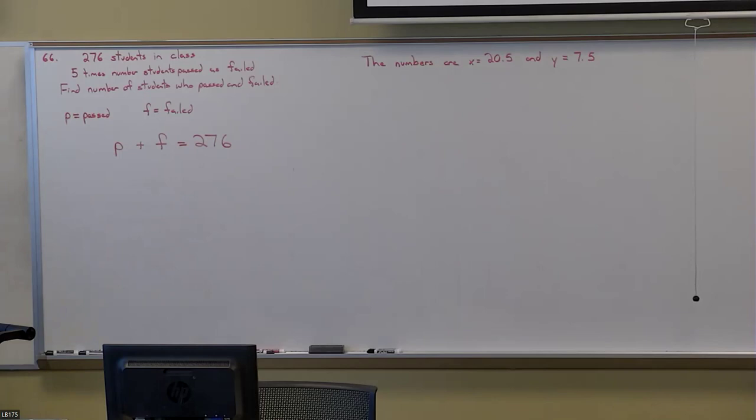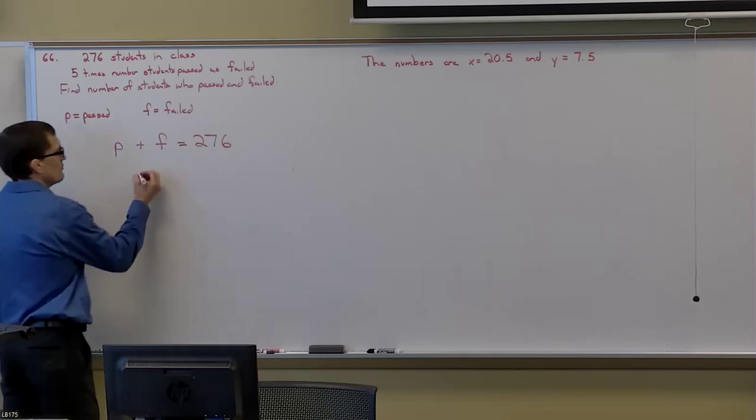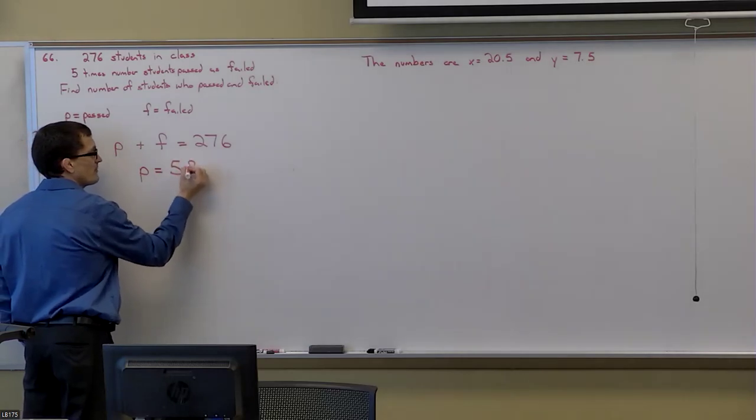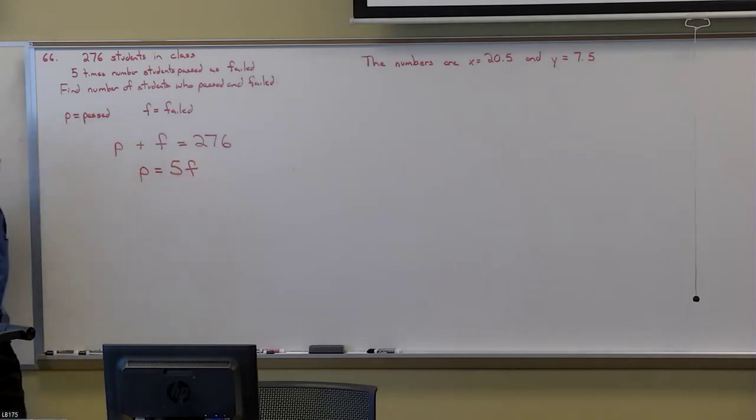Now, the second sentence is a little bit tricky. 5 times the number of students who pass than fail. When you read that, were there more students who passed or more students who failed? More students who passed, exactly, perfect. So the number of students who passed is going to be 5 times the number of students who failed.